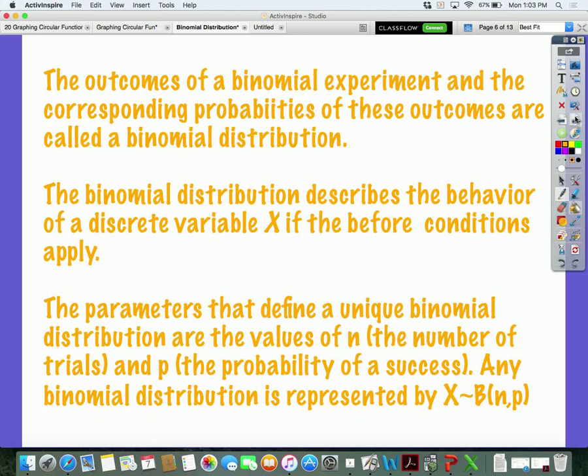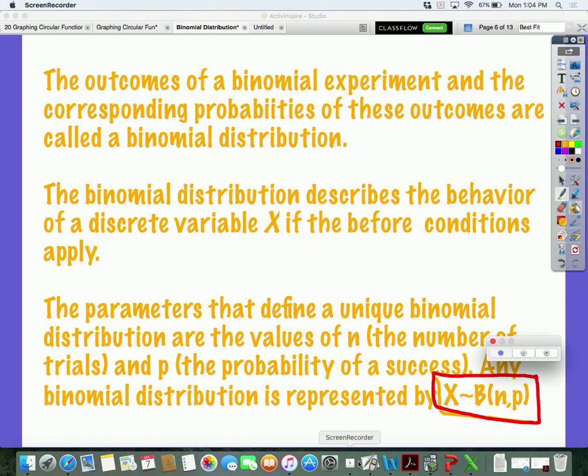The parameters that define a unique binomial distribution are the values of n, the number of trials, and p, the probability of success. Any binomial distribution is represented by this notation here. The capital X represents your discrete variable, the capital B represents a binomial distribution, n is your number of trials, and p is the probability of a success.